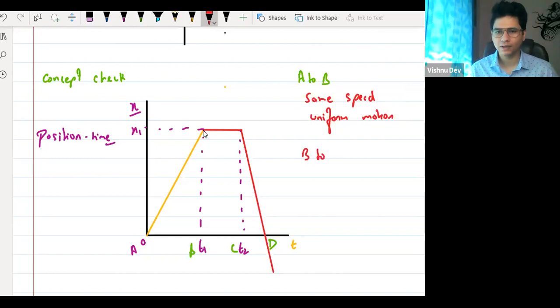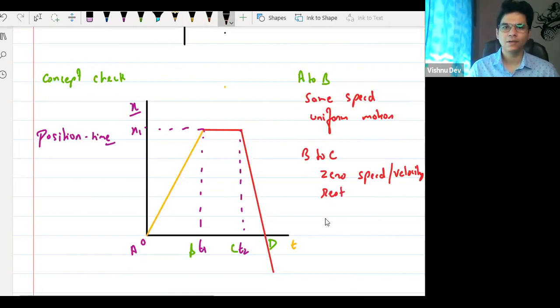Now what is B to C? B to C, सर यहाँ पे स्लोप क्या है? जीरो सर, राइट? है ना? So I can say zero speed, या वेलोसिटी, जीरो स्पीड या जीरो वेलोसिटी, right? So it is in rest motion. Yes, in rest. Now tell me, what about C to D?